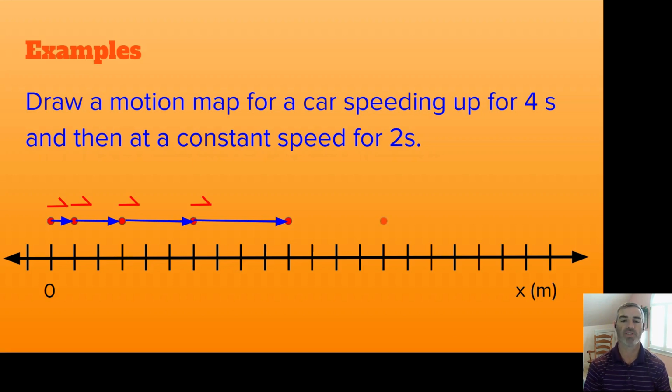But when it's moving at a constant speed for 2 seconds, remember 3 dots for 2 seconds, the spacing of those dots is the same. The length of those vectors is the same. And if it's moving at a constant speed, that means we have an acceleration of 0. So we still have to draw an acceleration vector, but an acceleration vector that has a length of 0 is just a dot. So we represented those acceleration vectors with a dot. So this shows an object that's speeding up into a constant speed. It has an acceleration, but then it doesn't.